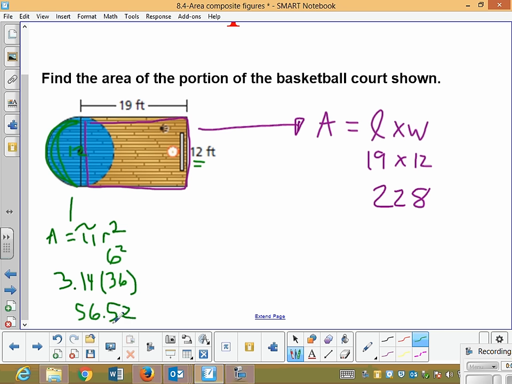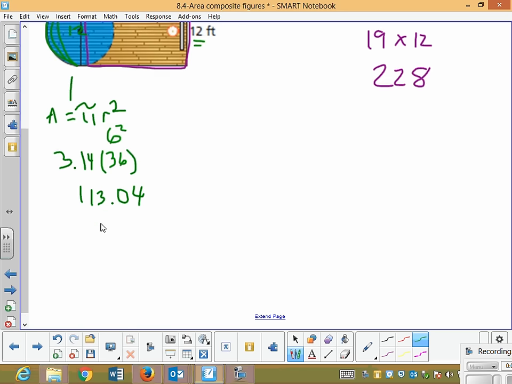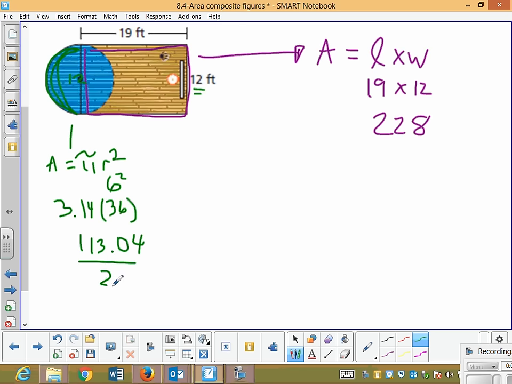Now, because this is for a full circle, hang on one second, I'm just going to double check an answer. I apologize, it's not 56.52. I multiplied incorrectly. It's actually 113.04. The answer I gave you earlier is the half circle. So what I'm going to do next is divide this by 2. Once I divide by 2, I get 56.52.